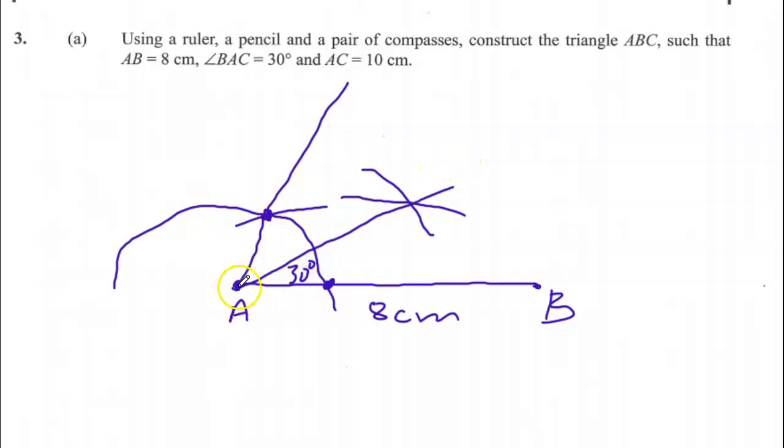Alright, we are told that this line running from A will be AC. So when I measure this line, of course, it should be 10 centimeters. Just giving you a guide here, you will do it on your own. And of course, you use a ruler and a pencil, and you connect B to C. And there you have your triangle.